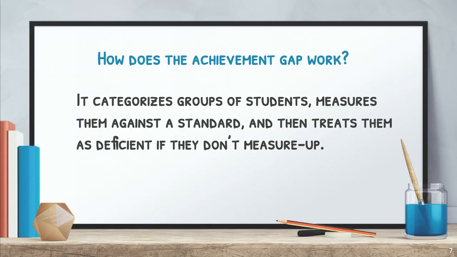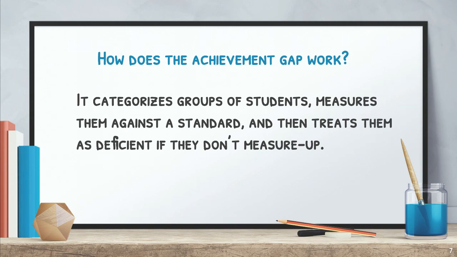So let's think about how the achievement gap works. School districts use data to group and norm different categories of students, such as Black boys, white girls, SES disadvantaged, English learners, and many more, against a normative standard, and then treat them according to how closely they measure up.